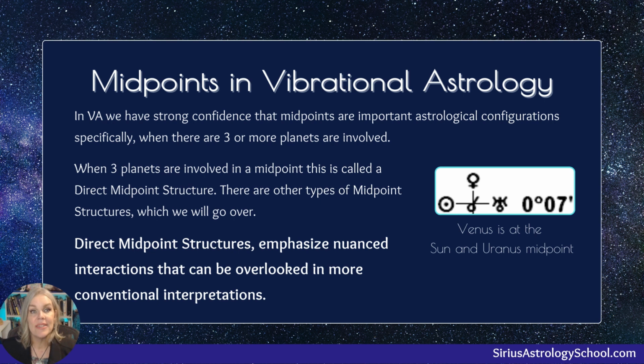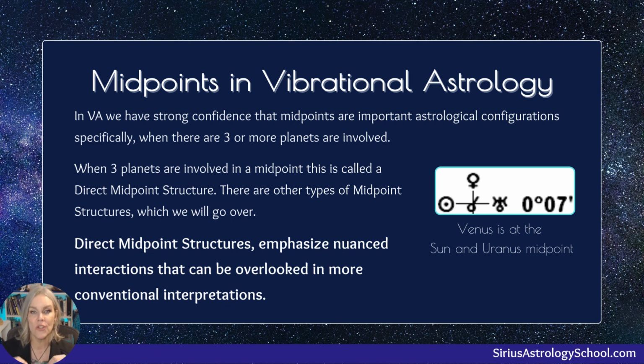So midpoints in vibrational astrology. In VA, we have strong confidence that midpoints are important astrological configurations, especially when they have 3 or more planets involved. And when a third planet is involved in the midpoint, it is called a midpoint structure. But when a third planet is at the middle part of the midpoint, through being in the middle part as a conjunction, then it is a direct midpoint structure. Same if it is at the opposite spot of the midpoint between 2 planets, then it is also called a direct midpoint structure, whether it's a conjunction or an opposition.